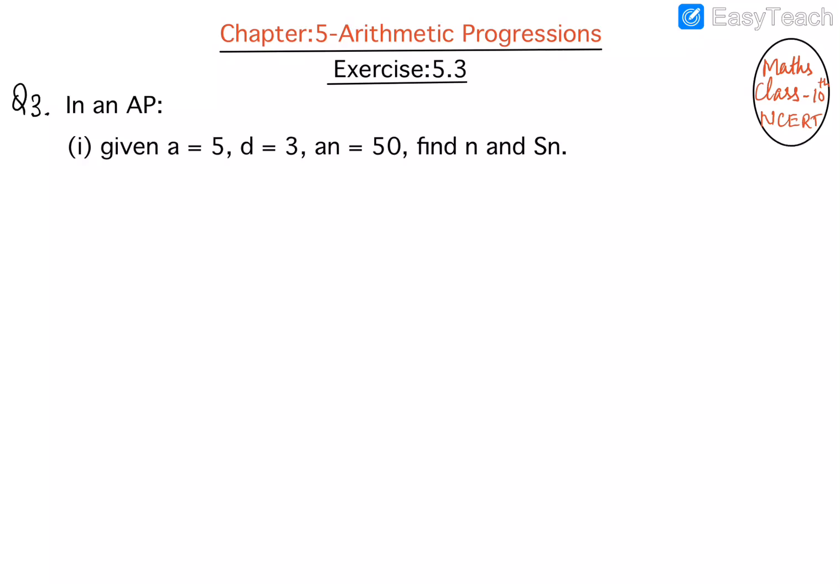In this video, I have taken all the parts of question number 3 of exercise 5.3 of arithmetic progressions. So let us begin. In an AP, given a is equal to 5, d is equal to 3, an is 50, find n and Sn.